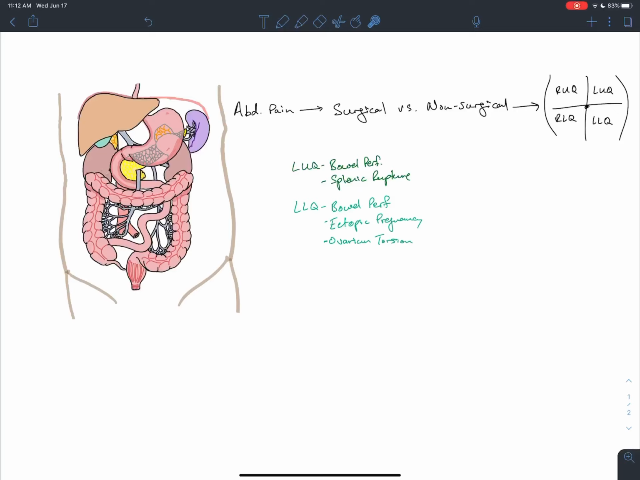And so in the left upper quadrant, we're looking at this portion right here. Any type of perforation of the stomach and parts of the large intestine will cause some pain. And then the other one is splenic rupture. And like I said before, the spleen is a highly vascular organ. And so if you do rupture it or you injure it, it will cause bleeding.